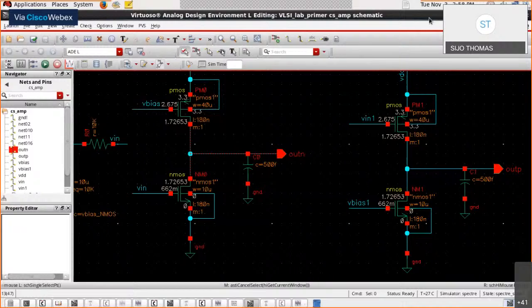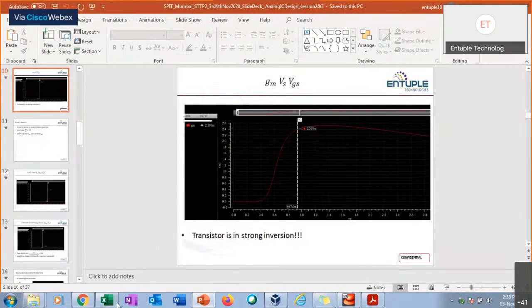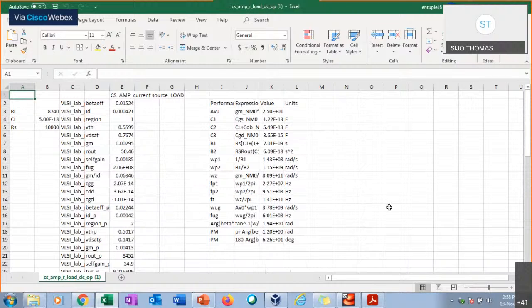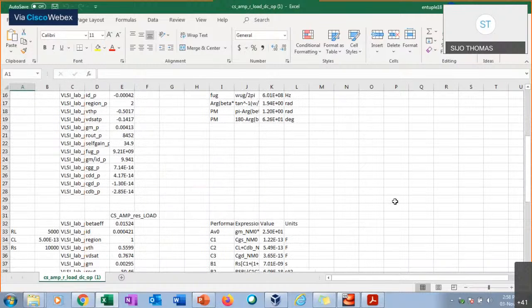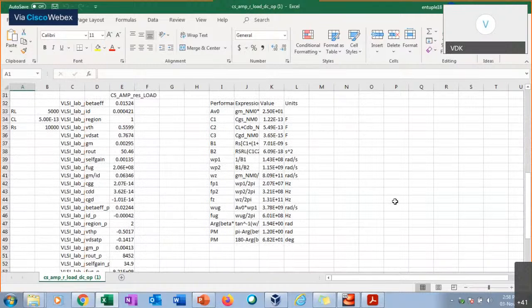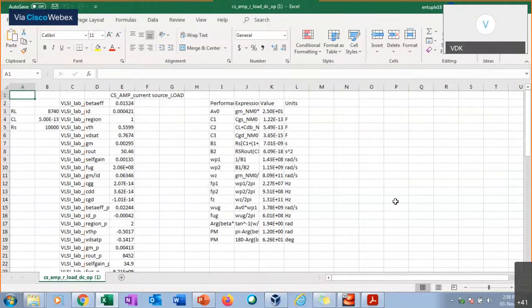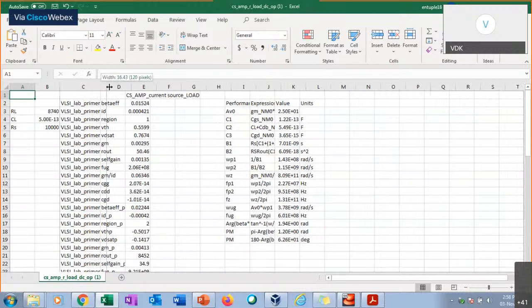Naveen, can you open that CSV file? Yeah. This is done for the previous circuit or this circuit? For both. Okay, so which one are you looking at now? Let us look at this circuit. Now let us load the other one, the present one. Yeah, first one. All right. This one, CS amplifier with current source load.